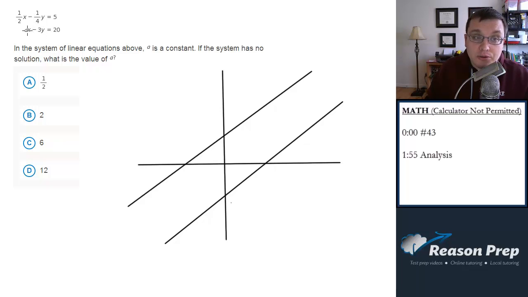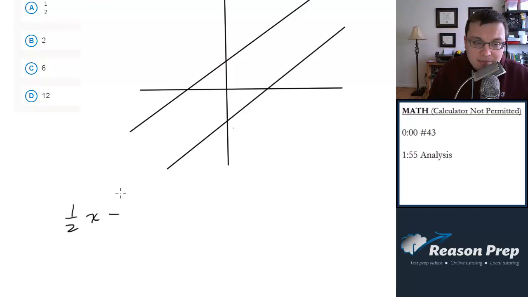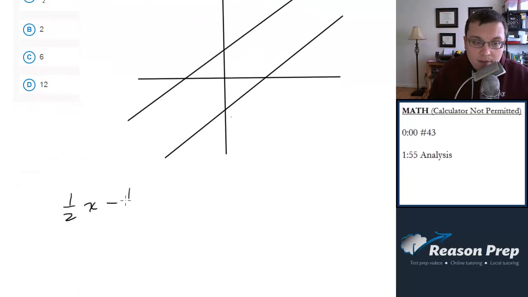So how do I do that? Well, what I need to do is get this top equation to have a y coefficient of 3. And then I want to see what is this coefficient when I do that, and then what would a have to be to equal that. Because if I can get this and this to equal, and this to equal, we're going to have two parallel lines. So let's take 1/2 x minus 1/4 y equaling 5.